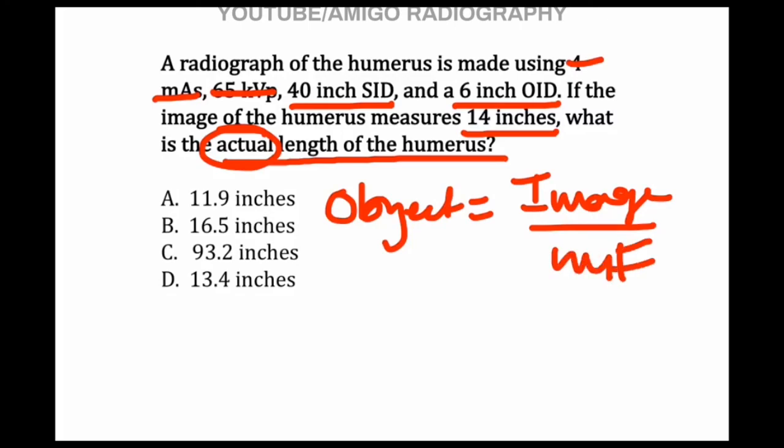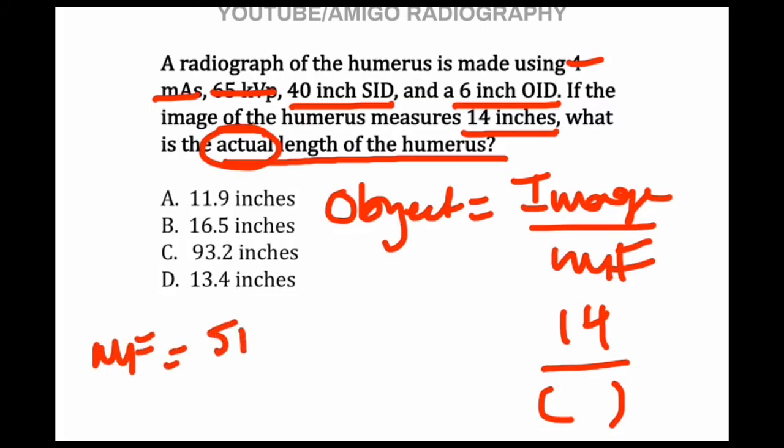So we do have some of these numbers right offhand, but not all of them. We know that the image size is 14 inches, but we're not given the magnification factor. We have to calculate that. Remember, our magnification factor is equal to our SID over our SOD, and that in this case happens to be 40 inches divided by the SOD.